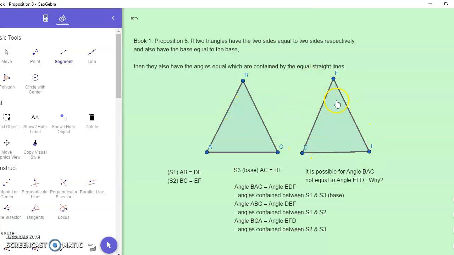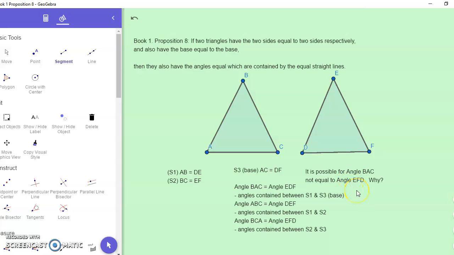Okay, and these two angles are contained between the same set of sides, AB, DE and BC and EF. And lastly, angle BCA, this angle here, is equal to angle EFD, this angle here. And these two angles are contained between the same set of sides, the second set BC, EF and the bases, the third set AC and DF.